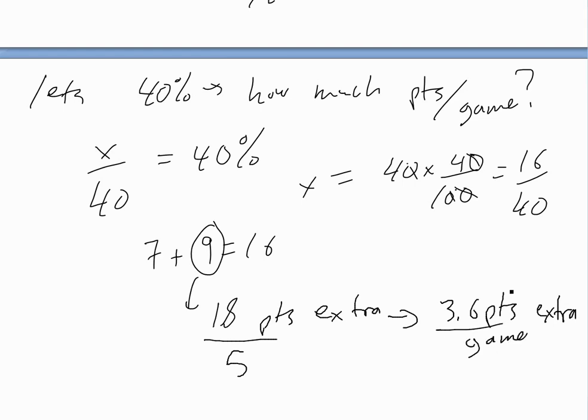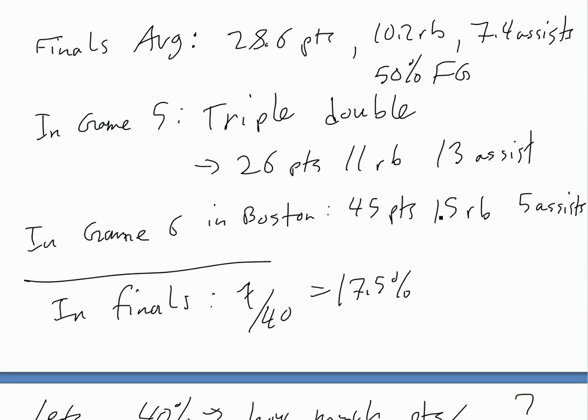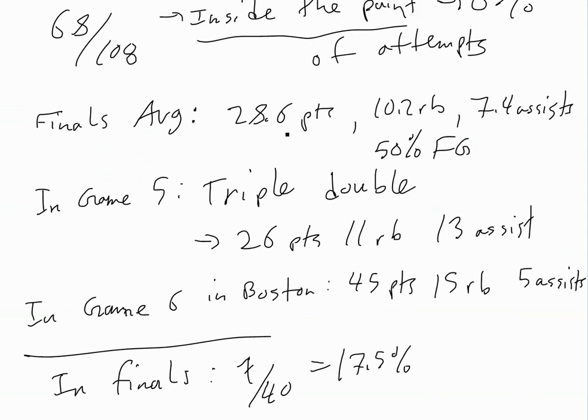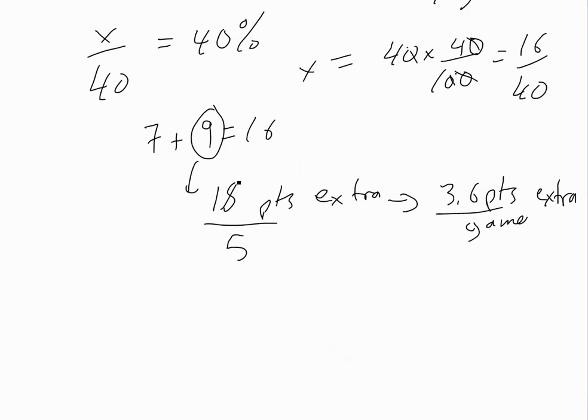Then if you add this to his average, he had 28.6, so you add another 3.6, you'll get what? Add this to it, 11, 12 point, and then 1, so he's going to get a 32.2 average. This is excluding 3-pointers, so around 32, 32.2 points per game.